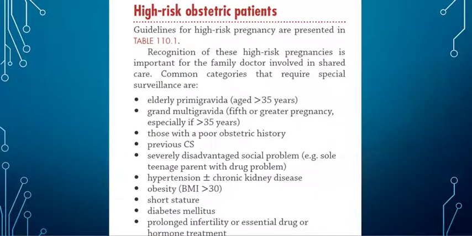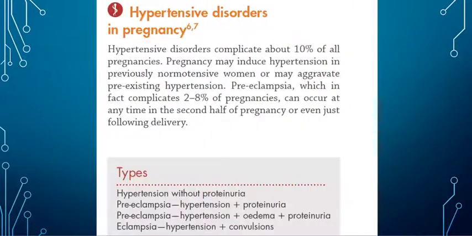And these are all the high-risk obstetrics cases. Elderly primigravida, which is more than 35 years of age, multigravida, like 5th or more than 5 pregnancies, previous history of complicated labor or obstetric history, previous cesarean section, hypertension, chronic kidney disease, high BMI, short stature, diabetes, all of these are high risk categories. A very important topic is hypertensive disorders in pregnancy.